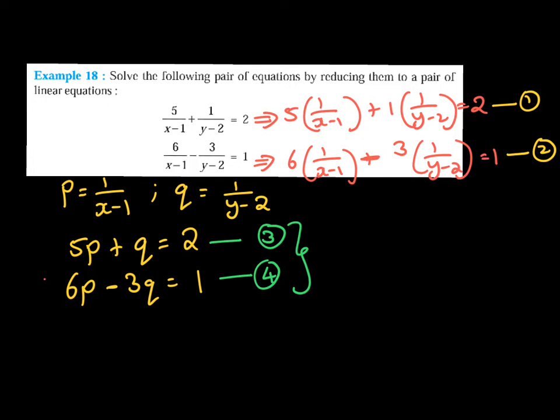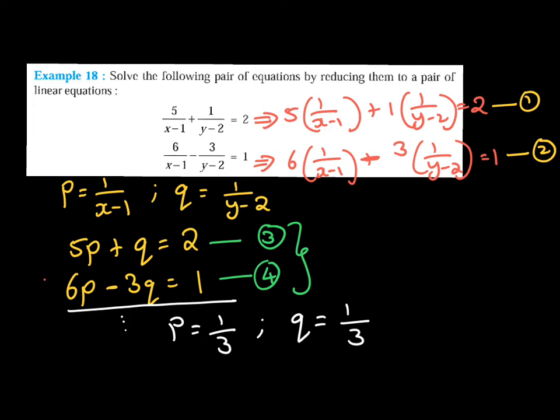If we solve it, say by elimination or any method of your choice, we will land up with the answer p is equal to 1 over 3 and q is equal to 1 over 3. I leave it up to you to solve this pair of equations by elimination method and verify that p is equal to 1 over 3 and q is equal to 1 over 3. And I'm sure you will get it right if you do it diligently without making any mistakes.